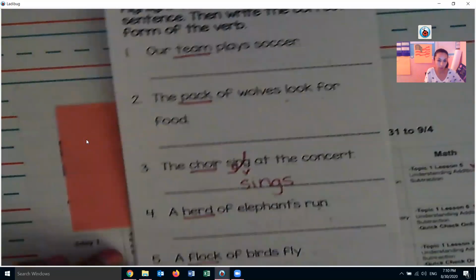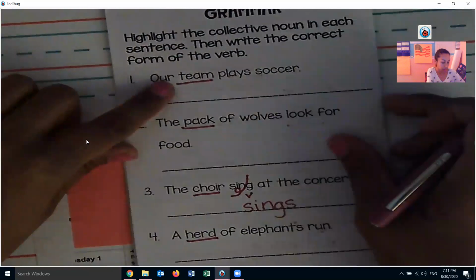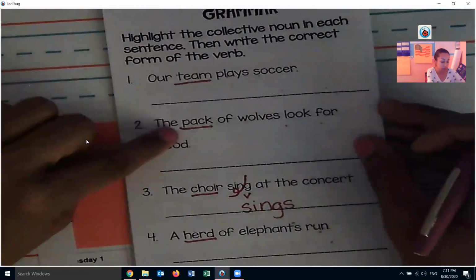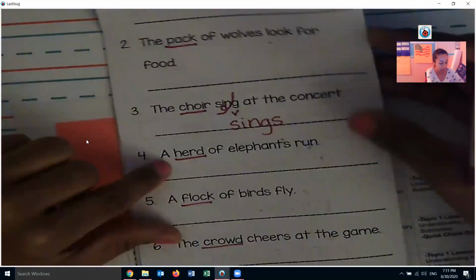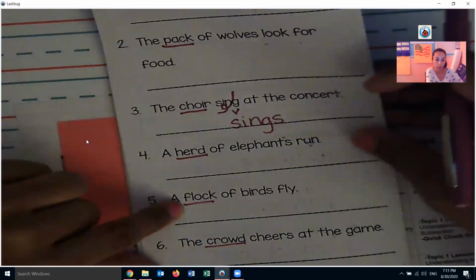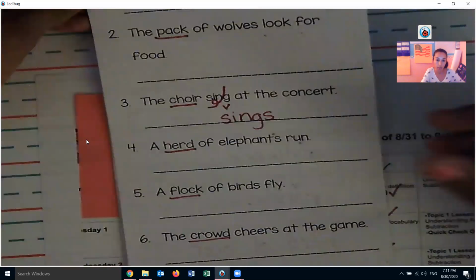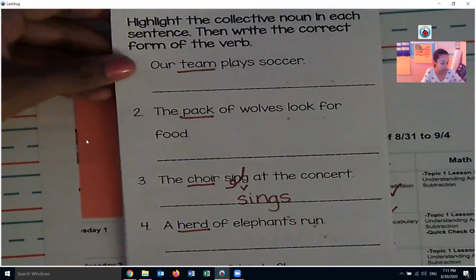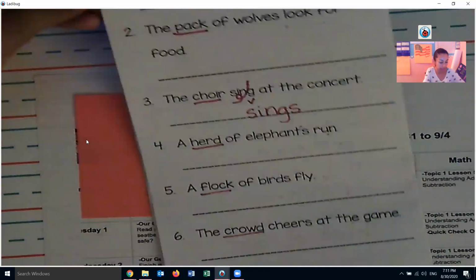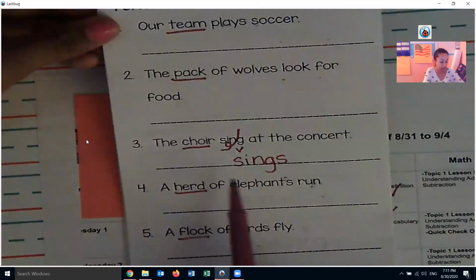So let's go back through all the words here. We have team, lots of people playing together. Pack, a group of wolves. Choir, a group of people singing together. Herd was a group of elephants. Flock was that group of birds. And crowd, that group of people. So all of these words are collective nouns. And the only one we had to fix was adding an S to sing, making it sings, the choir sings. The rest of them sound good the way they are.